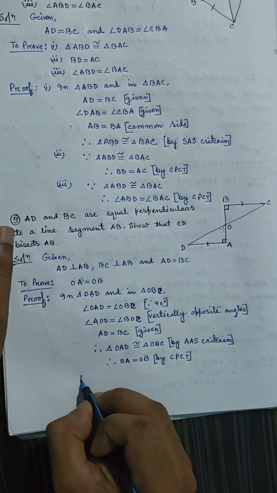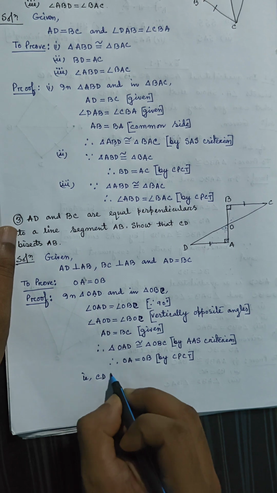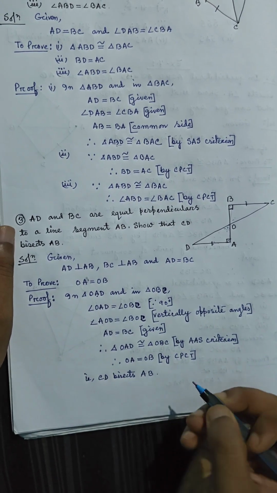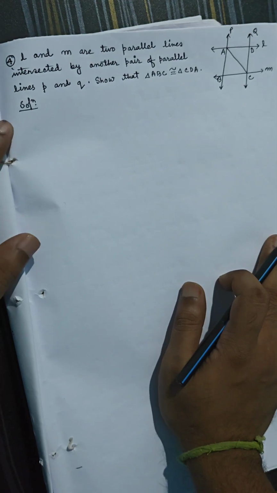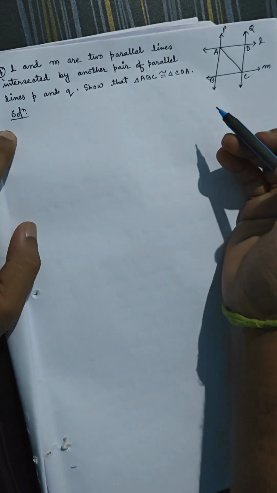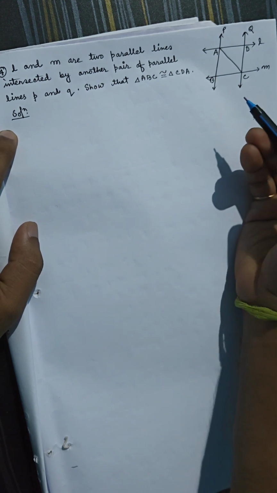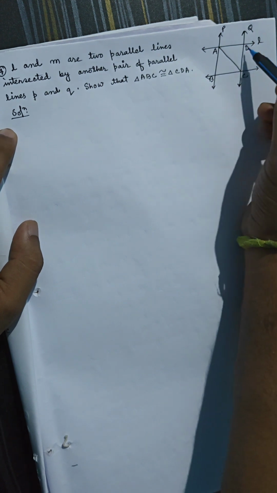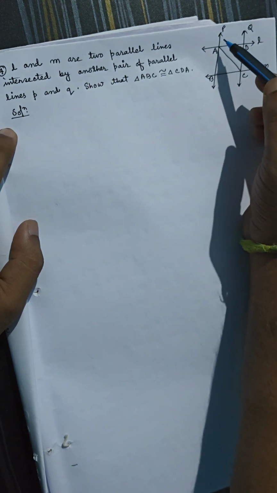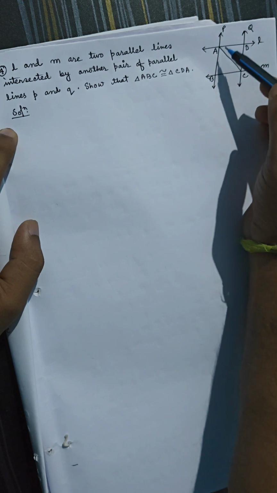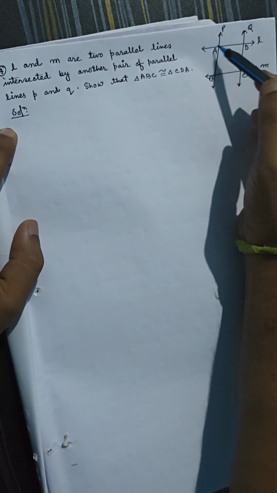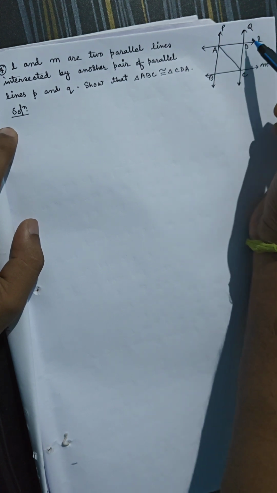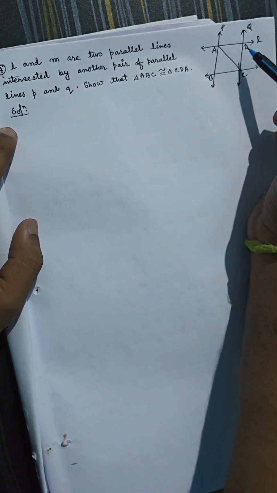So we'll write that CD bisects AB. That's it. This is question number 4. L and M are two parallel lines intersected by another pair of parallel lines P and Q. You can see L and M are two parallel lines intersected by another pair of parallel lines, that is P and Q. These are parallel, P and Q are also parallel. You have to show triangle ABC and triangle CDA are congruent.